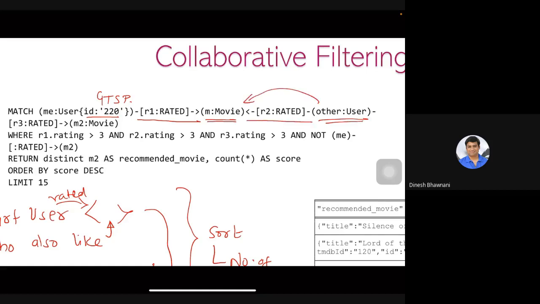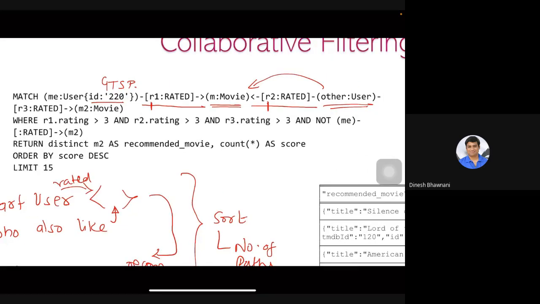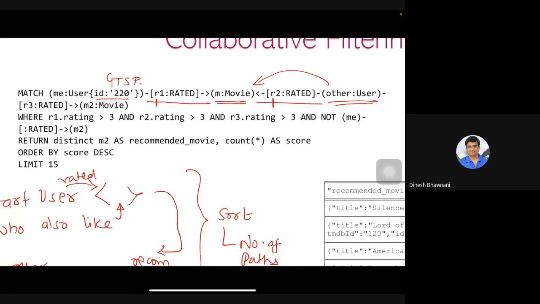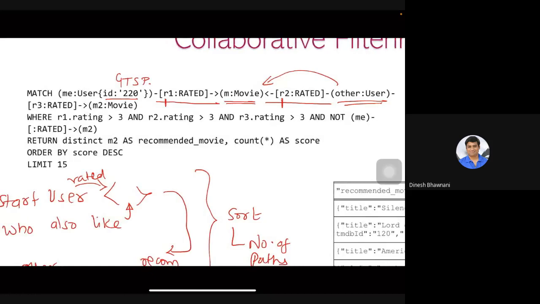Inside Neo4j, this is how it will look. Always remember, whatever is here should not repeat here, so they have to be unique. Then what? And I want similar things also, from a third person: other user R3, rating of movie.